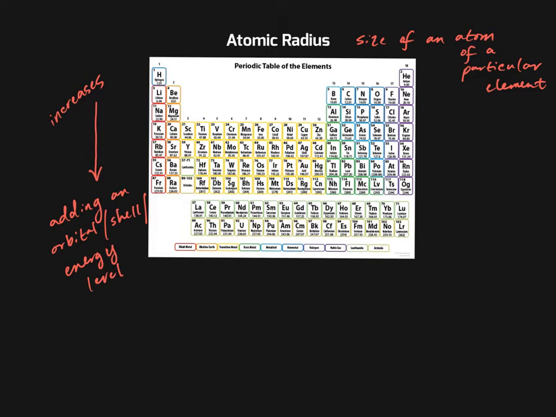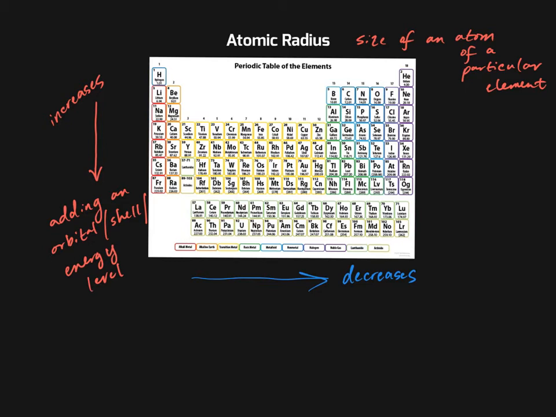Now, our other trend that we had for atomic radius was that as we move from left to right across the periodic table, or if we move across a period, our atomic radius decreases. And I think this one's a little bit more difficult to understand. Why, if we're adding protons as we move across a period, why is atomic radius decreasing?